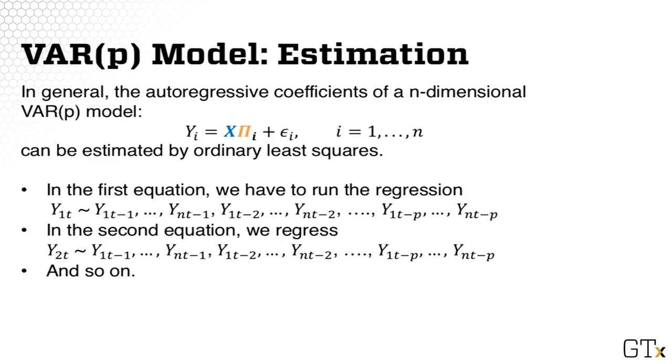We can extend this estimation approach to a general unrestricted VAR model of order p with n time series. For such a model, we have n regression models, one regression model for each time series. For the first regression model, we regress y1t onto regressors y1t minus 1 up to y1t minus p, y2t minus 1 up to y2t minus p, and so on, ynt minus 1 up to ynt minus p. For the second equation, we regress y2t onto exactly the same regressors, and so on.